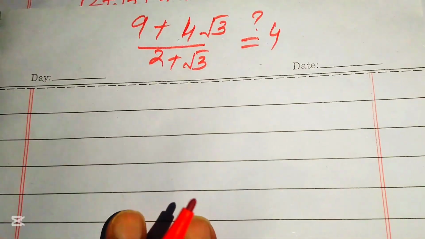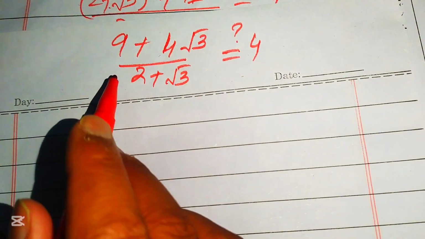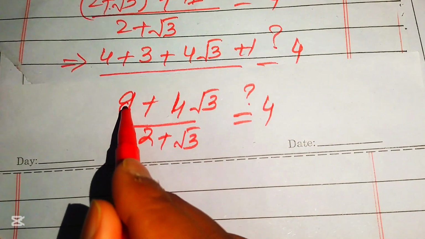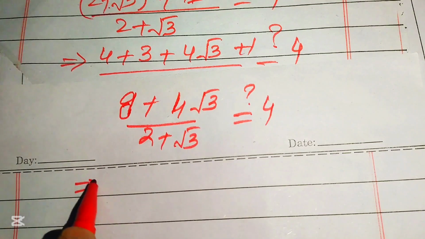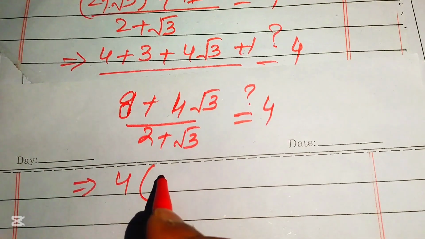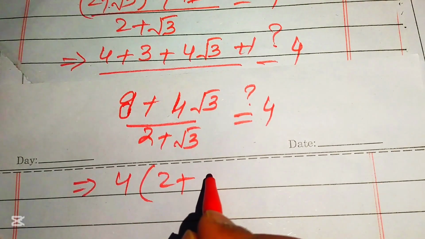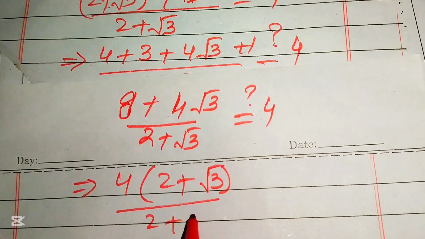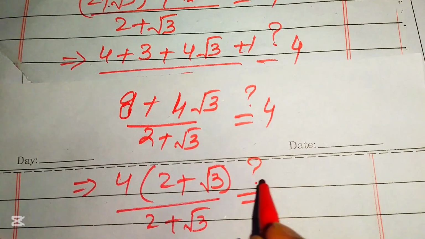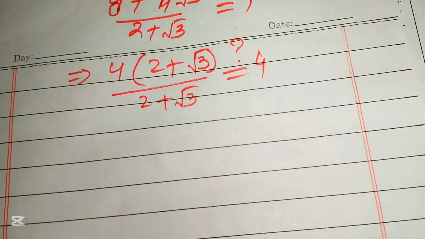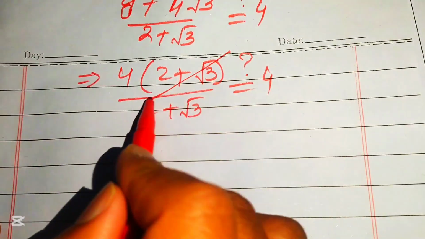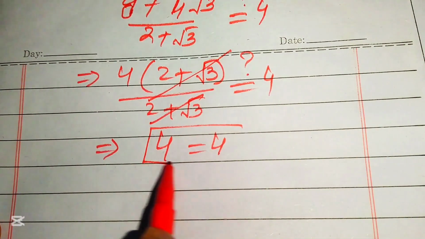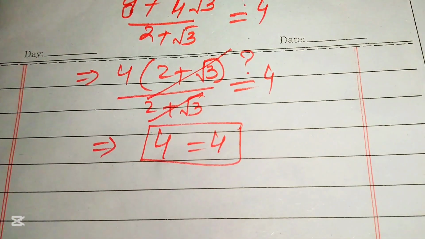And now in the next step we will take common, sorry, this is our 8. Okay, so we will take common 4 from the numerator, and it will be written as 4 times 2 plus square root of 3, divided by 2 plus square root of 3, and our claim is to verify whether this equals 4 or not. Okay, so this whole value is cancelled out by this whole value, and we finally get 4 equals 4. This shows that the value of t satisfies the given equation.